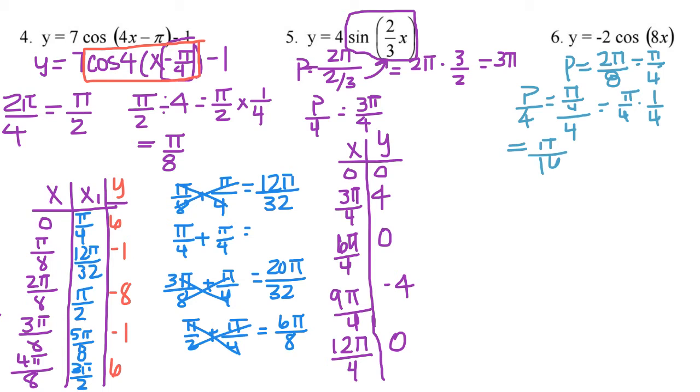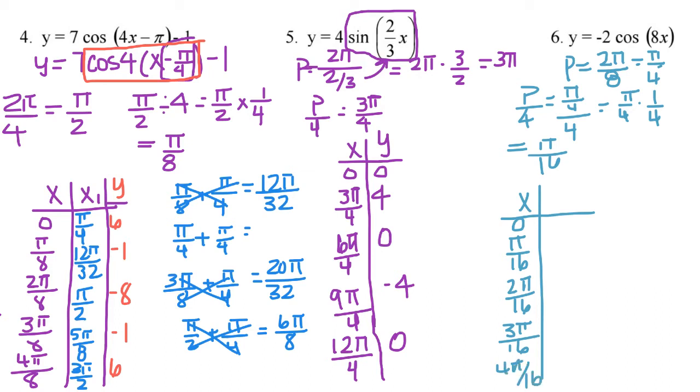So let's go ahead and generate our t-chart. We're going to find those quarter points. So we have 0, then we have pi over 16, 2 pi over 16, and then we have 3 pi over 16, and then 4 pi over 16.